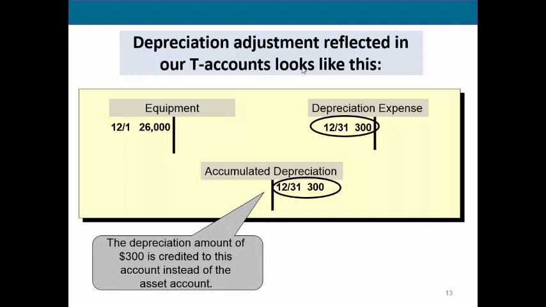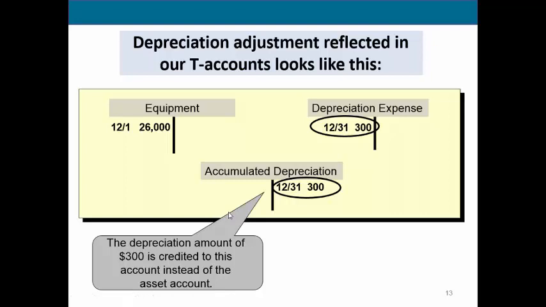So you can see here, this is our beginning T account for our equipment. We bought the equipment for $26,000, and then we recognize depreciation through depreciation expense. This is simply another category of our expenses. It'll be on your income statement. And then we have a new account. This is accumulated depreciation. Accumulated depreciation is what we call a contra account.